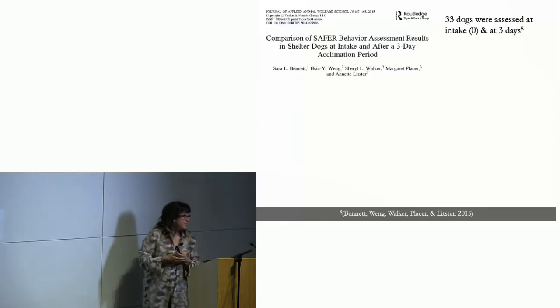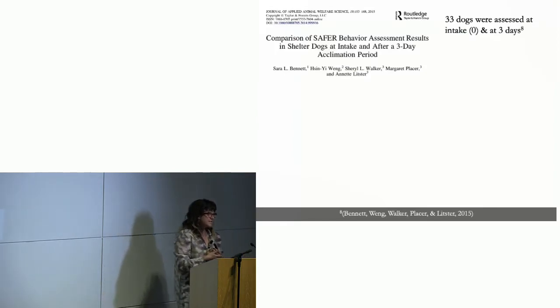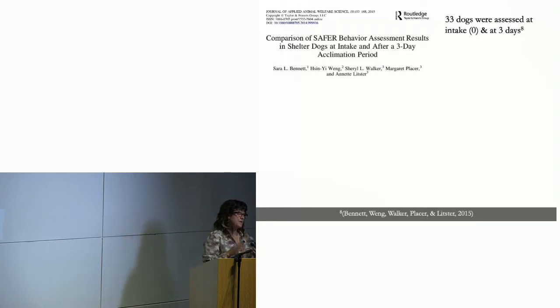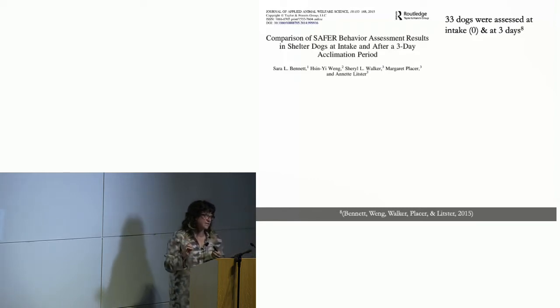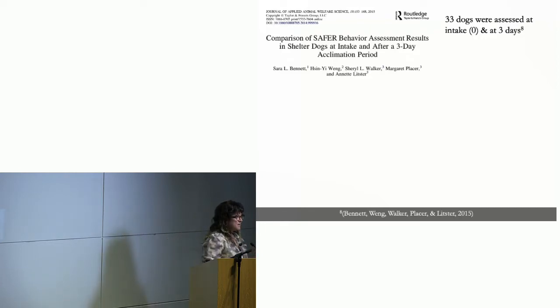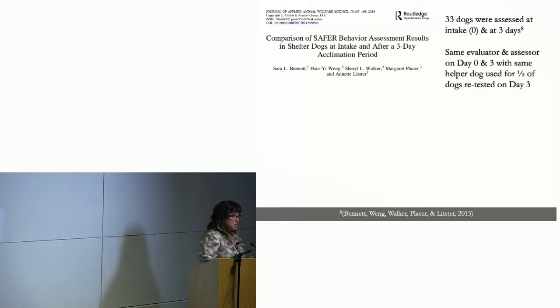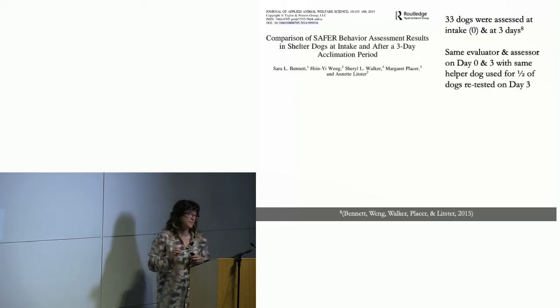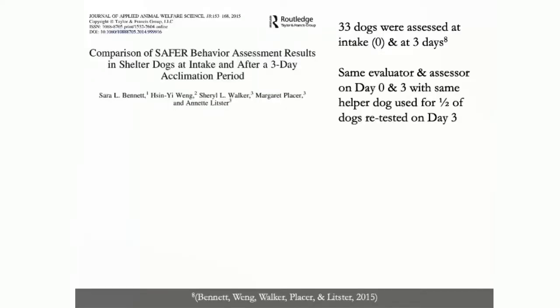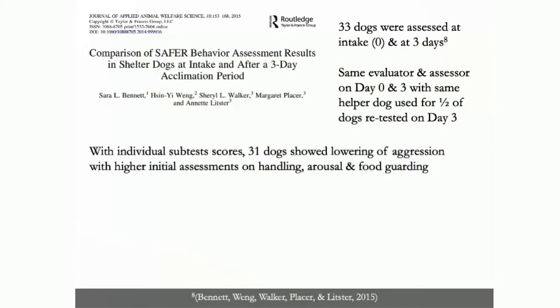So another paper I wanted to mention was some of the work that Sarah Bennett did, taking a look at the SAFER behavior assessment conducted with dogs at intake, so day 0, and then 3 days after being acclimated to the shelter. Just to describe the setup a little bit, the same evaluator and assessor were used on day 0 and day 3, and the same helper dog was used for half of the dogs. That was to control for the fact that, hey, you know the dog, and the dog's likely going to behave the same way. So you kind of cut your losses by using it on half the dogs.